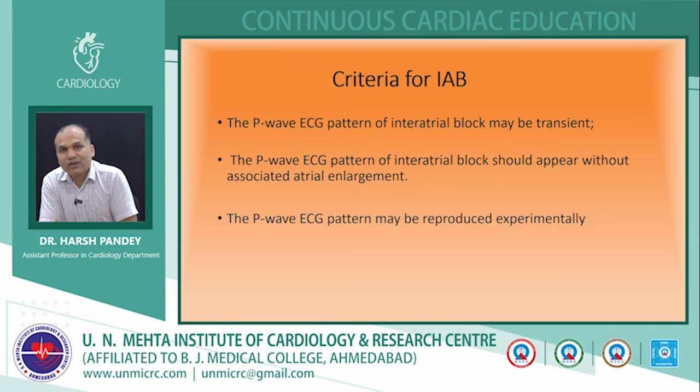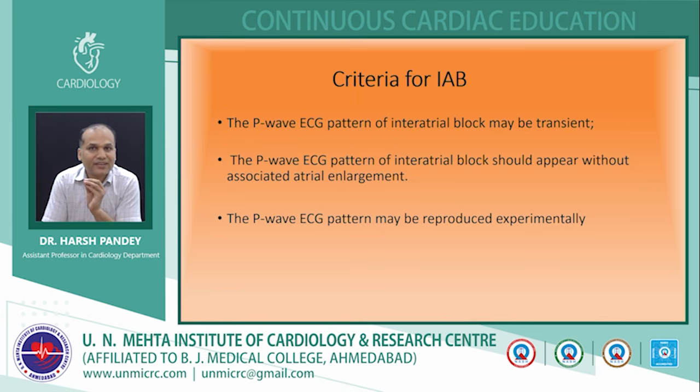So what is the criteria to diagnose interatrial block? The P wave in the ECG of interatrial block may be transient. It may occur in one beat or two beats, and subsequently the P wave becomes normal. So it need not be consistently present throughout the rhythm. That is the first thing.